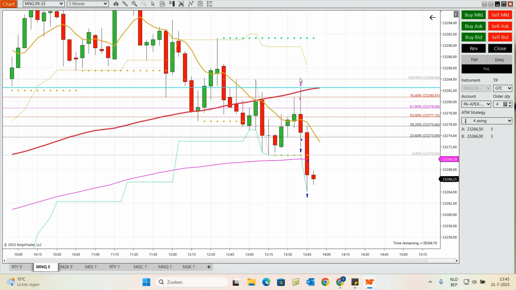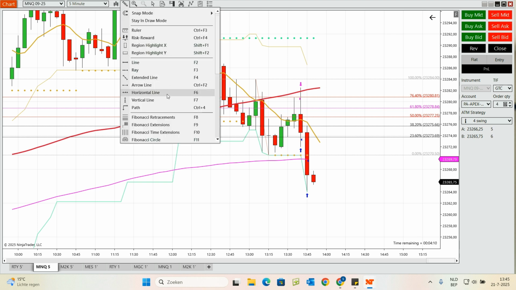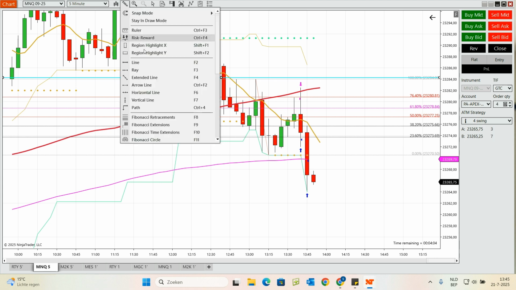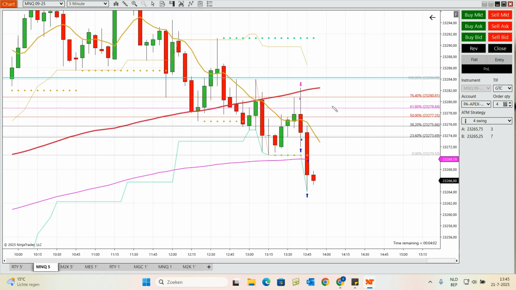Horizontal line, let's see if I can do this. Snap mode disabled. I think now I can do it. Horizontal line, yeah. So my stop loss was here. I got in just underneath the 76.4, and then your first target should be at the lower low here.